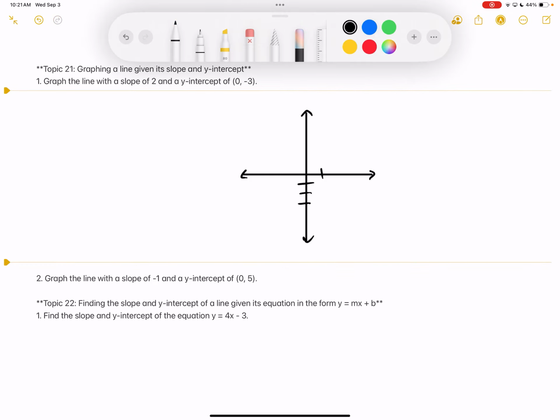And my slope is 2, okay? So I start at negative 3. My slope is 2, so that means I go up 2 to the right 1. So I started at 0, negative 3, and I went up 2 to the right 1 for my slope.